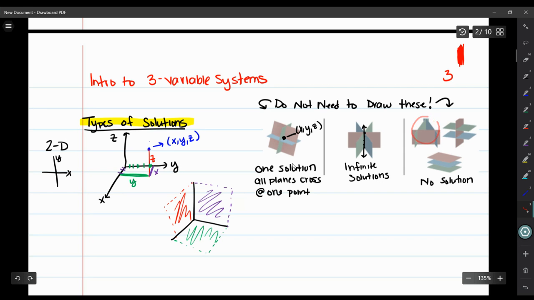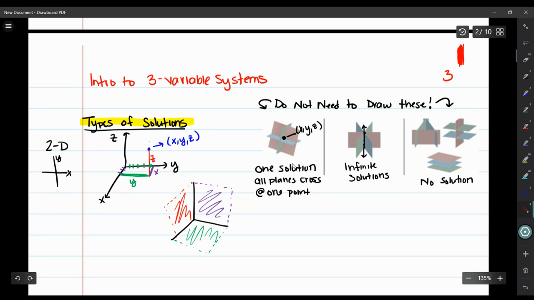If you look at this spot here, that is the green and the red crossing, but not the blue. You're missing one. This is blue and red, but not green. And this is green and blue, but not red. So you're missing a plane on every one of these. Same thing here. This is green and red, but not blue. This is blue and red, but not green. So that's why these have no solution.